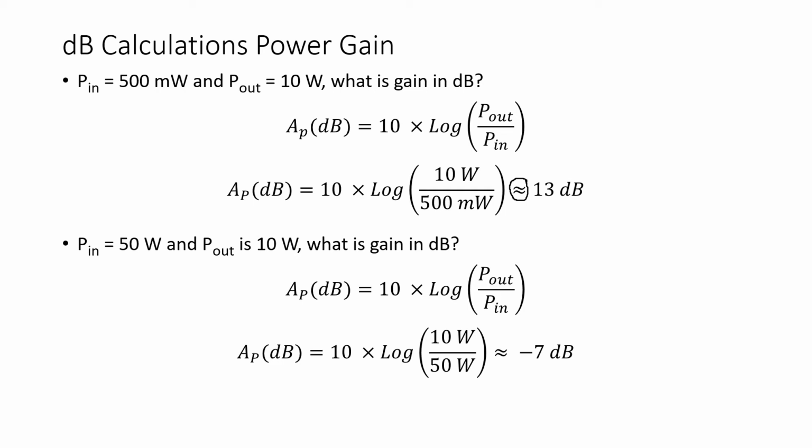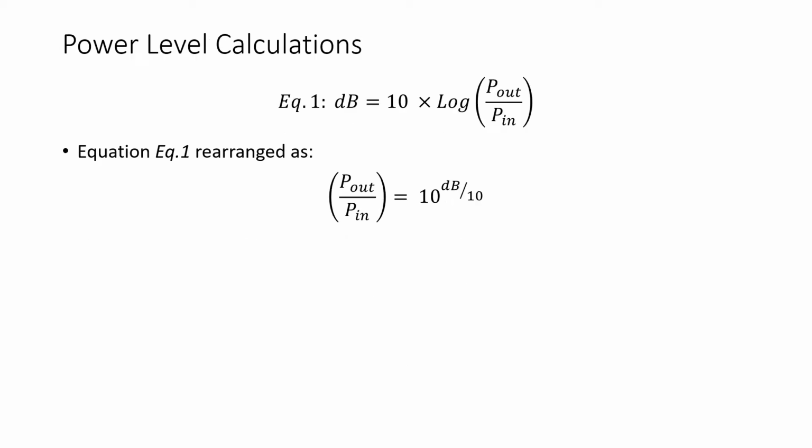So notice, if you will, in the first example that this circuit or system was an amplifier. The output is larger than the input. The second is an attenuator. The output is smaller than the input. The amplifier has a positive gain in decibels. The attenuator has a negative gain in decibels.